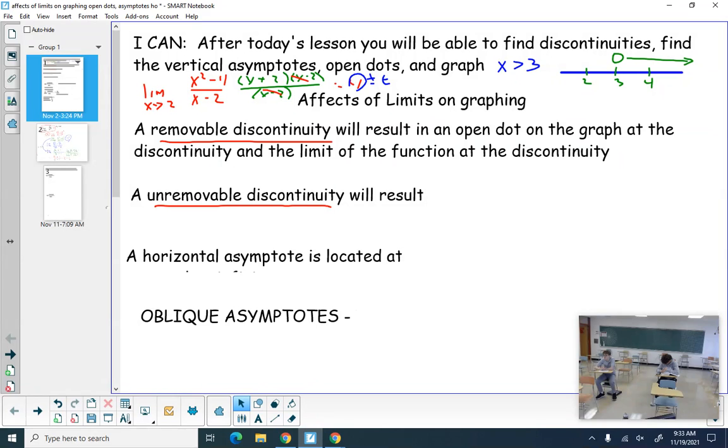The second thing we talked about was an unremovable discontinuity. Limit as x approaches 2 of 5 over x minus 2. We try to sub it in, we get 5 over 0. We try to factor, cancel, sub, we can't do it. So what was our solution when we had that, when we couldn't remove the discontinuity?